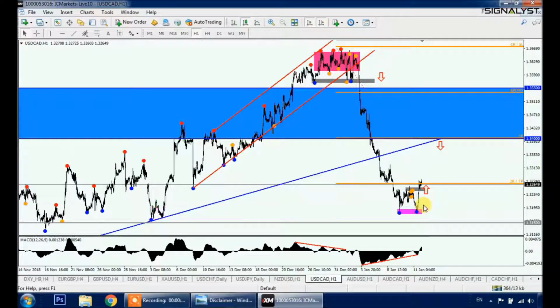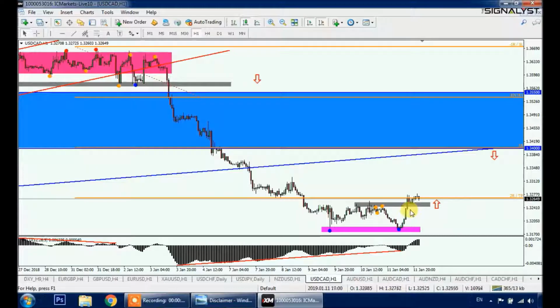Let's delete it, forming like a double bottom and a divergence. So a bullish movement is expected here as the last swing standing is already broken.